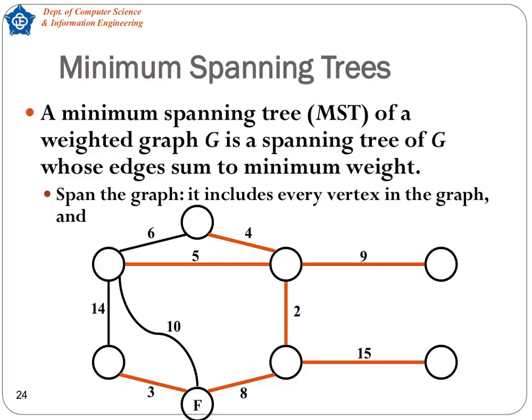Building on our discussion of metric graphs, let's turn to the minimum spanning tree, or MST, of a weighted graph G. An MST is a spanning tree that connects every vertex without forming any cycles, and it does so with the smallest possible total edge weight. On the right, you see an example graph with 7 vertices. The orange edges mark its MST.